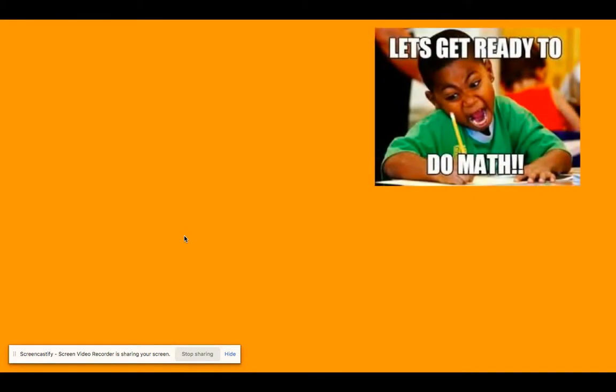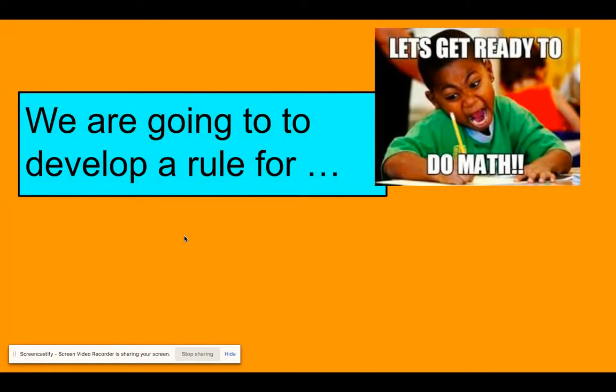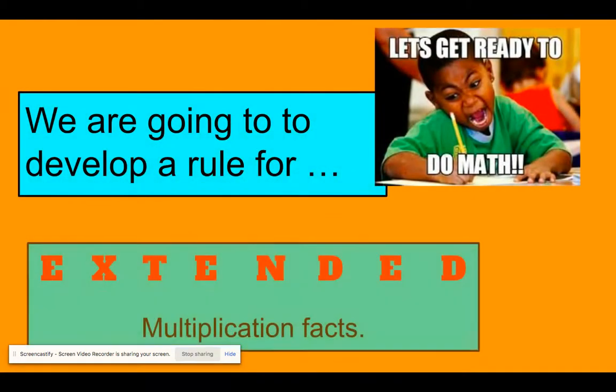All right, so let's get ready to do some math. As our target said, we are going to develop a rule for extended multiplication facts. And a problem like 40 times 20 is an extended multiplication fact type of problem.